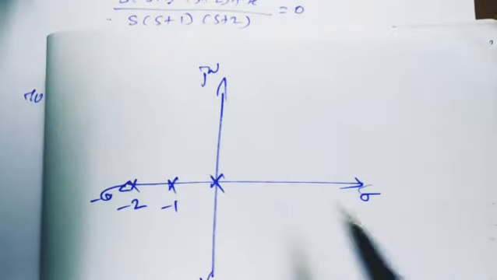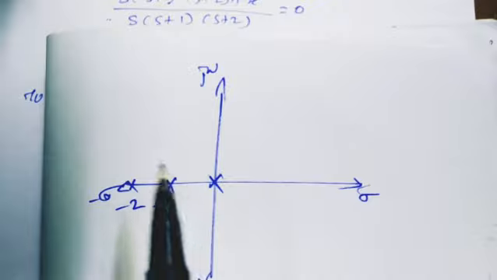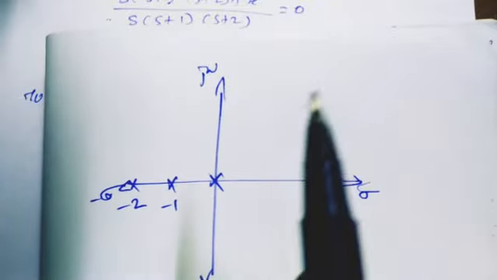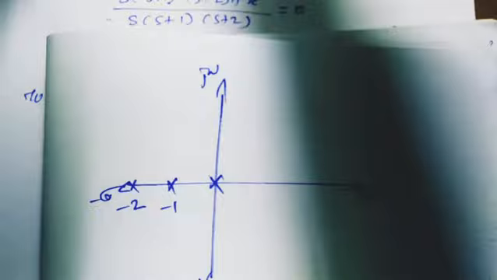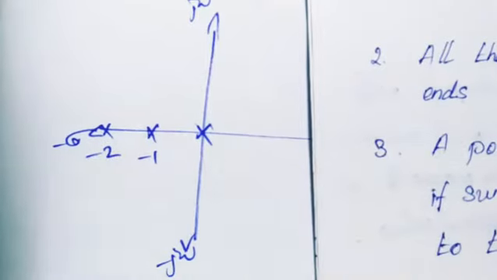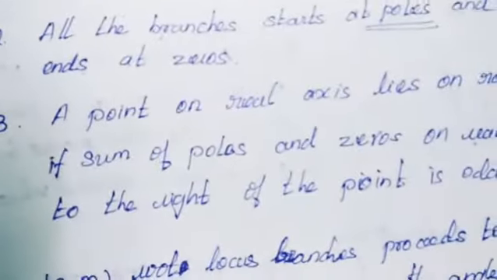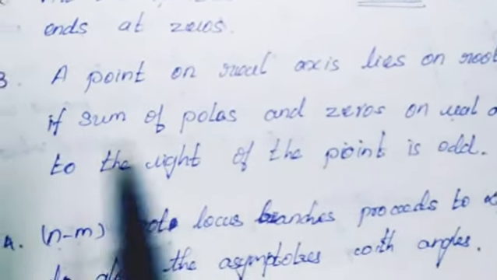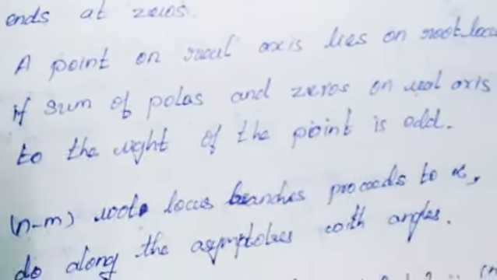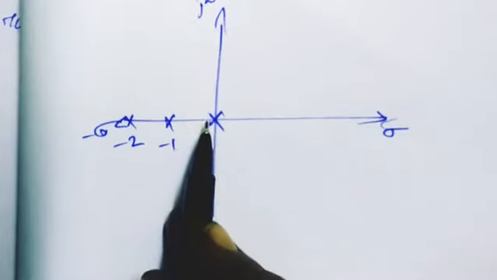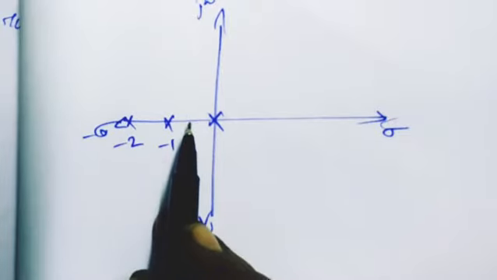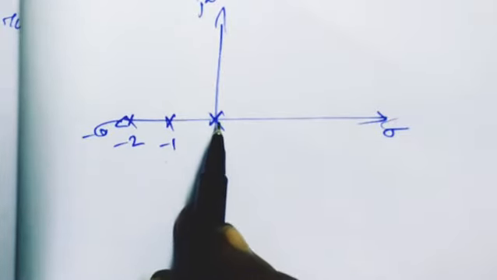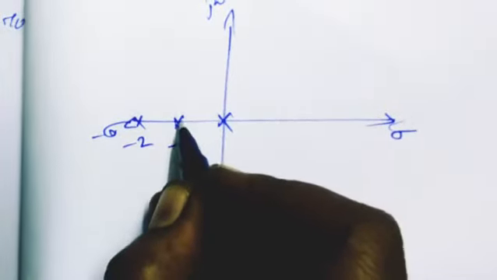Now we have to draw the root locus. So we should know where the root locus is there in this plot. For that we have a condition, that a point on the real axis lies on the root locus if the sum of poles and zeros on the real axis to the right of the point is odd. So if I am taking a point in between these two poles, to the right we have only one, that is an odd number of poles and zeros here. So in between these two poles we will have a root locus.